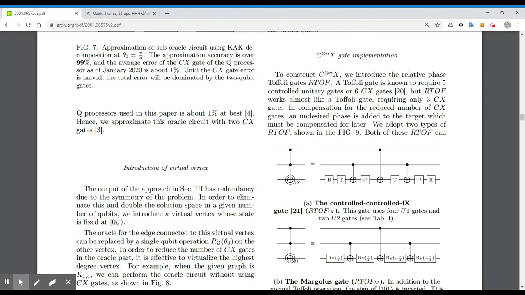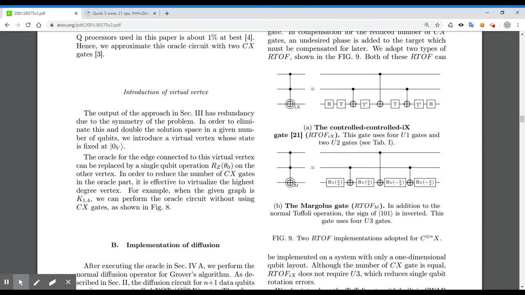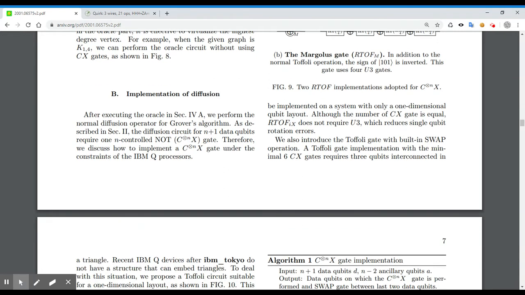What are the relative phase Toffoli gates? A Toffoli gate is known to require 5 controlled unitary gates or 6 controlled X gates. But Artoff works almost like a Toffoli gate, requiring only 3 control X gates. In compensation for the reduced number of control X gates, an undesired phase is added to the target, which must be compensated later. We adopt 2 types of Artoff, shown in figure 9. Both of these Artoff can be implemented on a system with only a one-dimensional qubit layout, whatever that means.